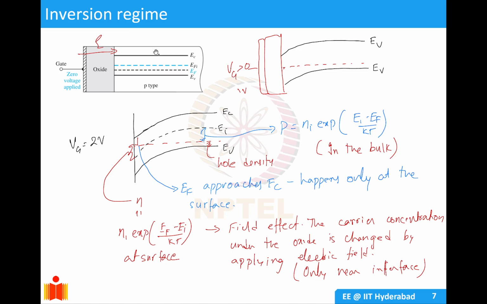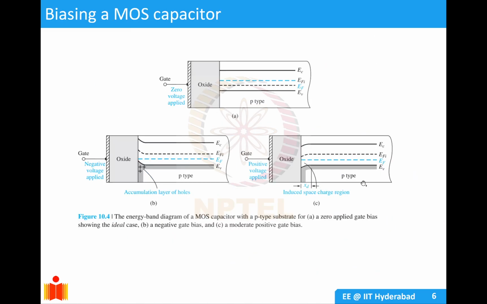Now there is a new term here called the inversion regime. If you are applying a positive bias, your EF is moving closer to EC. Now if you apply further and further positive bias, this EF will soon cross over the EI level.